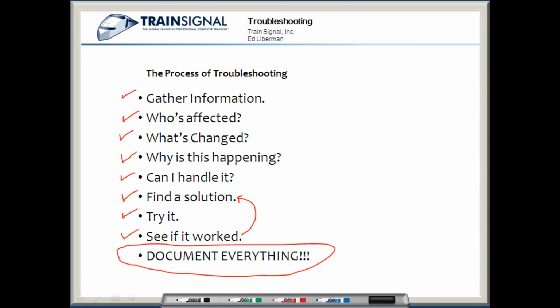What a great way to prevent somebody else or even yourself in the future from trying the wrong thing just because it seems obvious. Okay, yes, I know I just said keep it simple, stupid. I want you to try the obvious, but not if you have something documented that tells you, hey, I know what to do here and it's not that. Okay, so make sure you have really good documentation of the entire troubleshooting process.